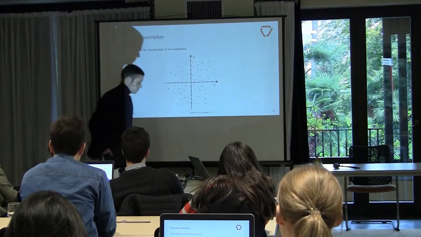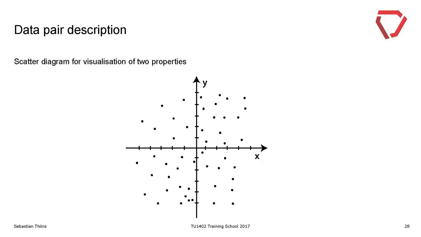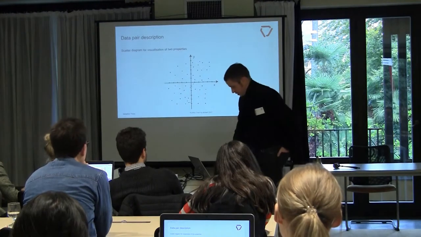What can we take out of this plot here? There's a correlation. Yeah, exactly. And what is the correlation? No correlation. Yeah, you already know.